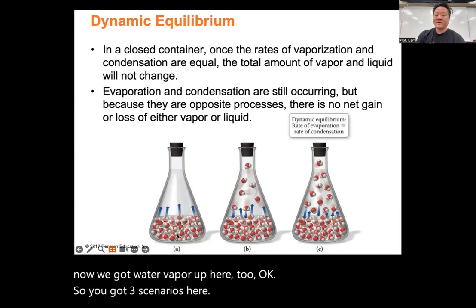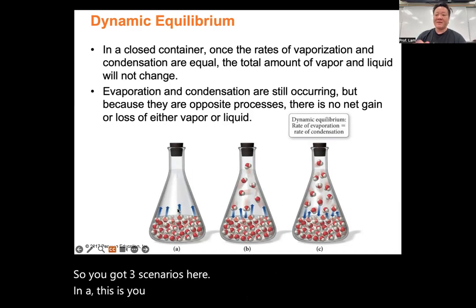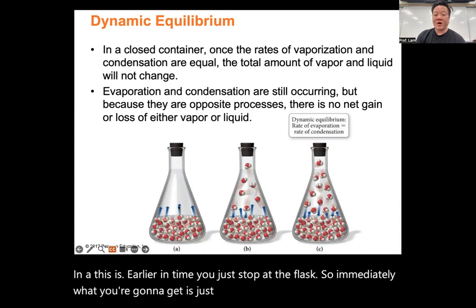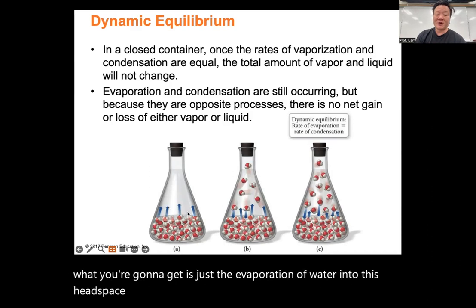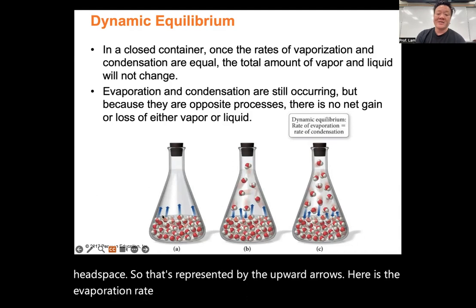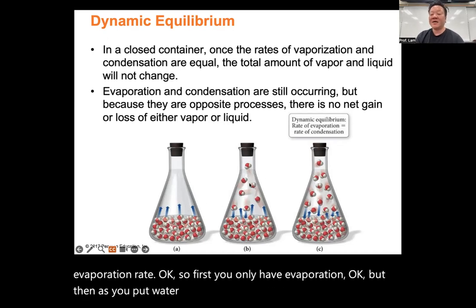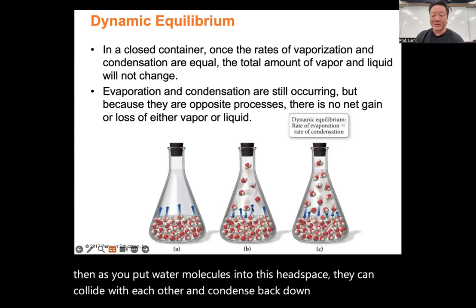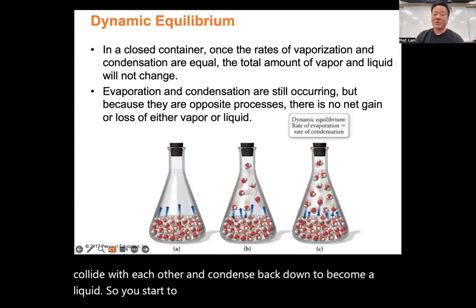In A, this is earlier in time, you just stoppered the flask. So immediately what you're going to get is just the evaporation of water into this headspace. That's represented by the upward arrows here, the evaporation rate. Okay. So first you only have evaporation. But then as you put water molecules into this headspace, they can collide with each other and condense back down to become a liquid. So you start to see small downward arrows now. Those are the rate of condensation.